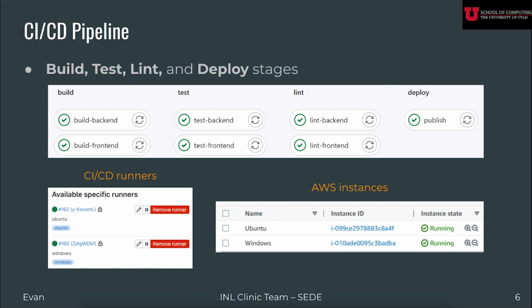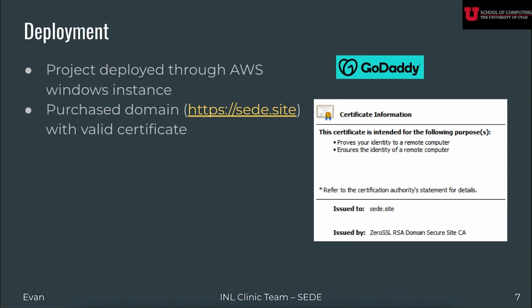Each job, like build backend for example, is executed by GitLab runners which live on our AWS instances. We have an Ubuntu instance for front-end jobs and a Windows instance for backend jobs. Our project is also deployed through our Windows AWS instance, and it has a valid certificate and can be found at SEDE.site. Now I'll pass it on to Chris, who will talk about our project's tech stack.